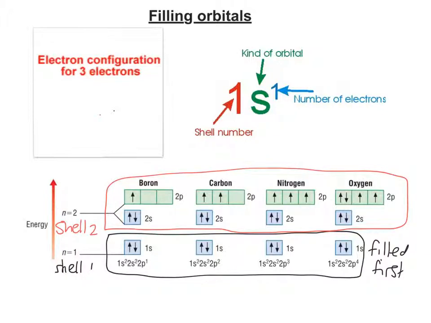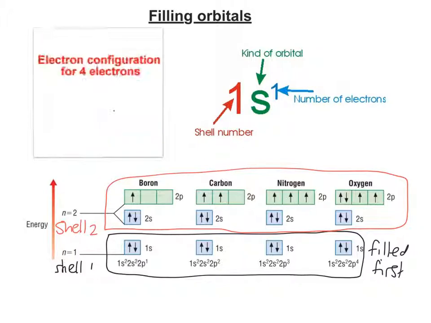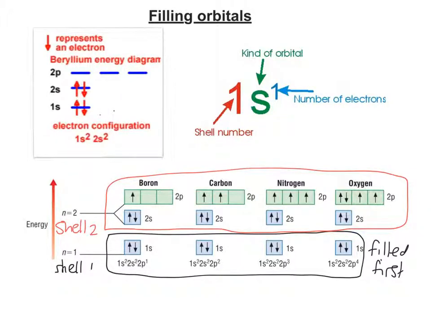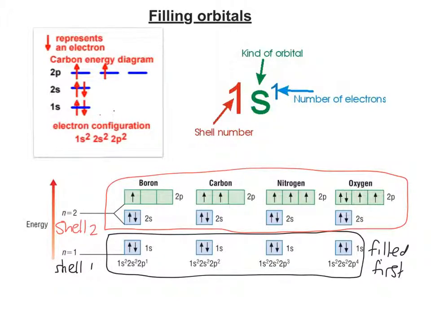So just setting the animation going again, you can see this time that the configuration takes a certain format, doesn't it? So the big number represents the shell number, the letter represents the kind of orbital, and the small superscript number represents the number of electrons.